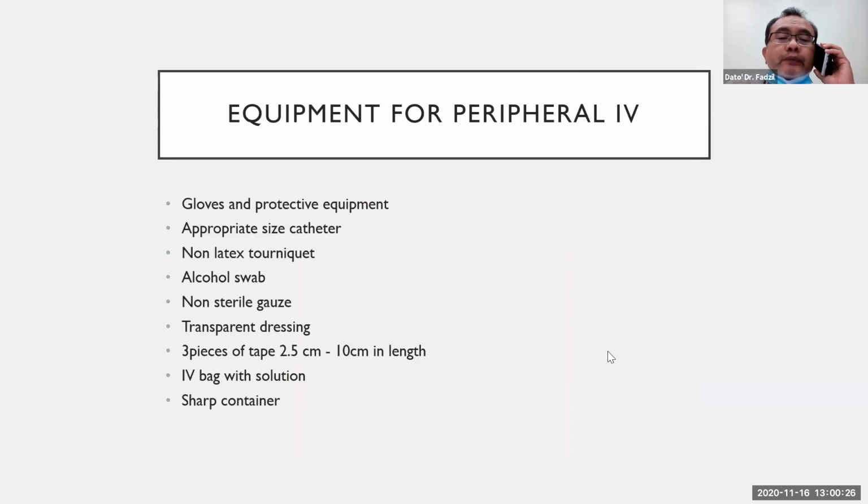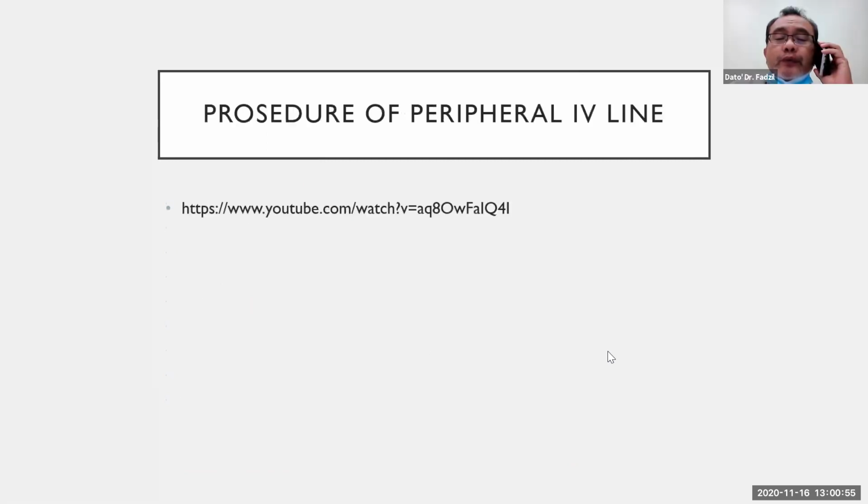For this is the equipment for peripheral intravenous therapy. We can use gloves, appropriate size catheter. There are different types of catheter. And then non-latex tourniquet, alcohol swab, non-sterile gauze, transparent dressing, 3 pieces of tape, and also intravenous bag with solution and sharp container to dispose of the sharp catheter. Okay, next. This one.